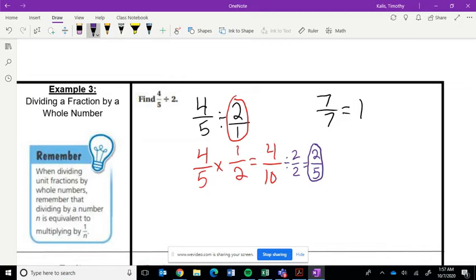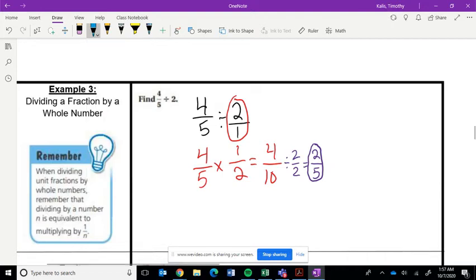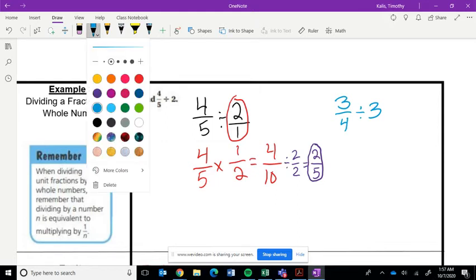Okay, I'd like you to add one more example to your notes. And the example that I'd like you to add is 3/4 divided by 3. So we want to know how many 3's go into 3/4. And we're going to follow the exact same steps.